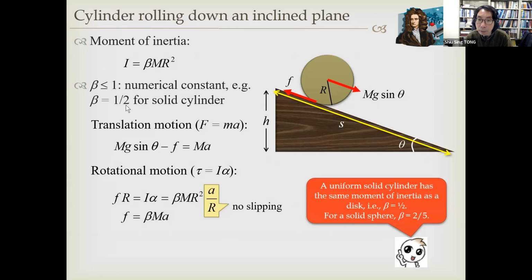So along the inclined plane, the cylinder is acted on by the force of gravity, which is vertically downward, mg.